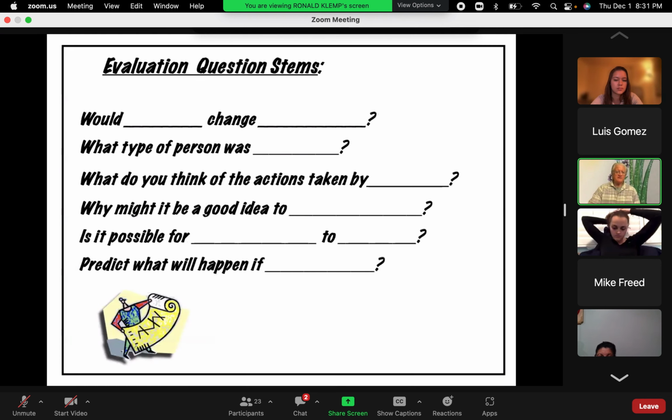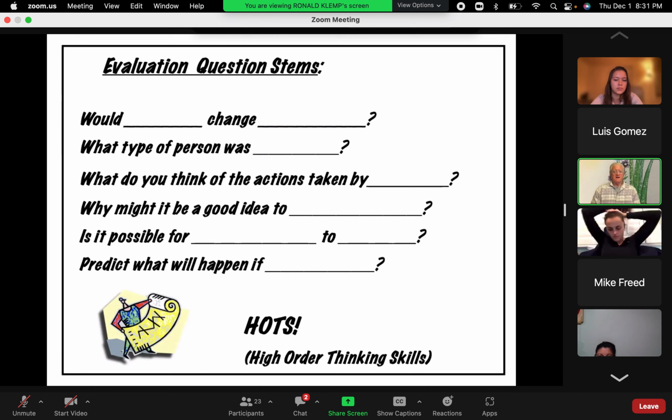And then the last one is evaluation. Again, would so-and-so change something? What type of person was? What do you think of the actions taken by, et cetera, et cetera? So these are posted in Canvas on slides. So if you want to extrapolate those, you'll have those too. You can just download them and print out the PDF of it.